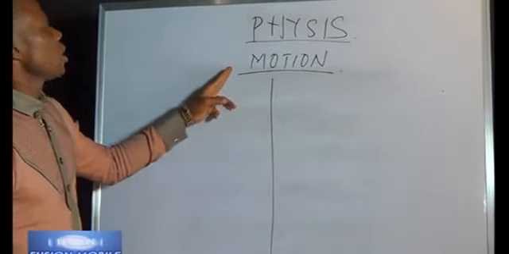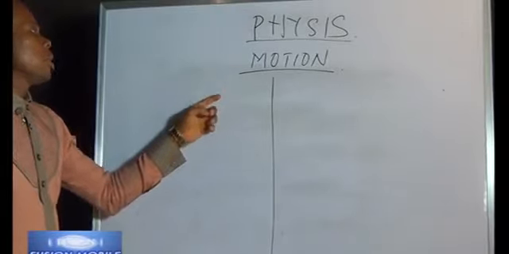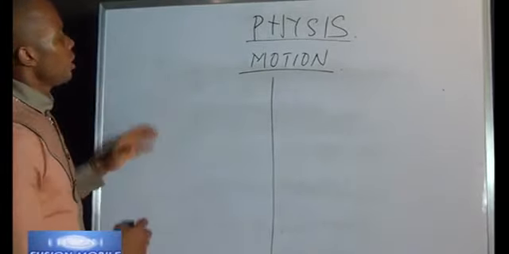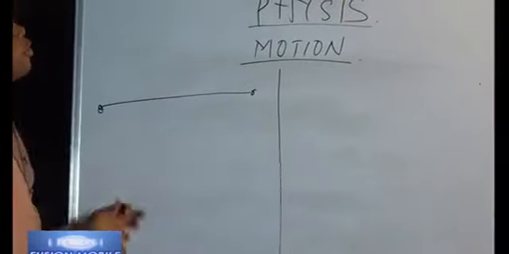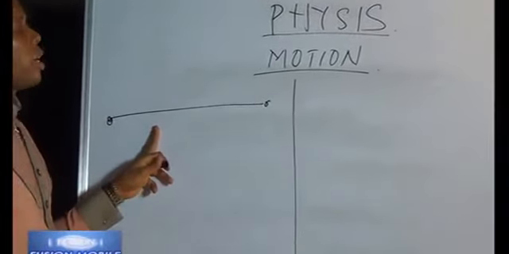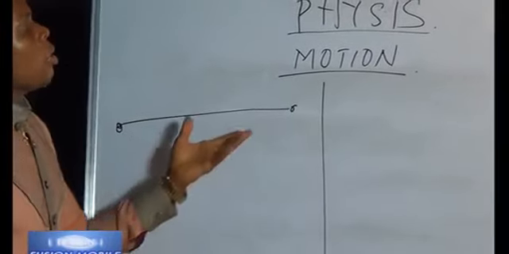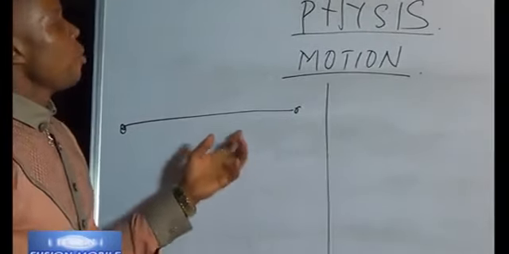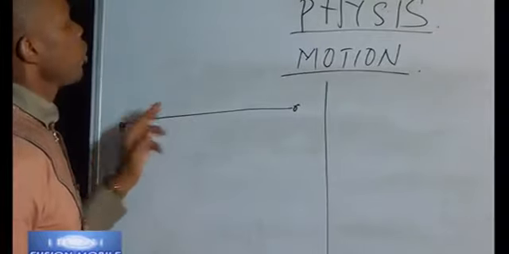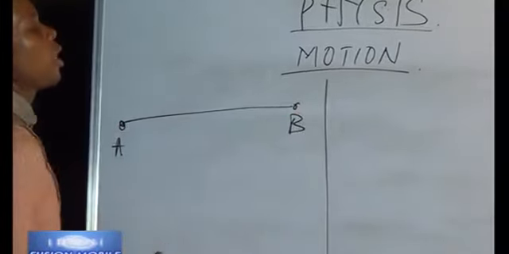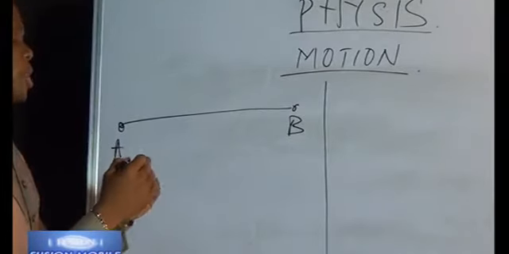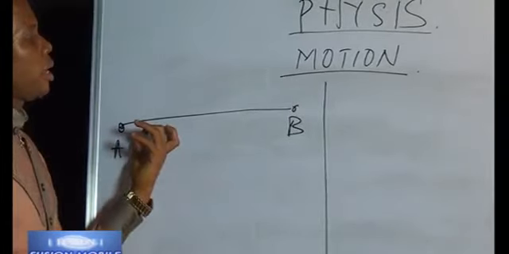Motion. Talking about motion, this is the movement of a body from one point to another with respect to a particular observer in a given time interval. When you talk about motion, there must be a movement from one point to another. Example, from point A to another point B, and it must be a particular observer that is taken there.